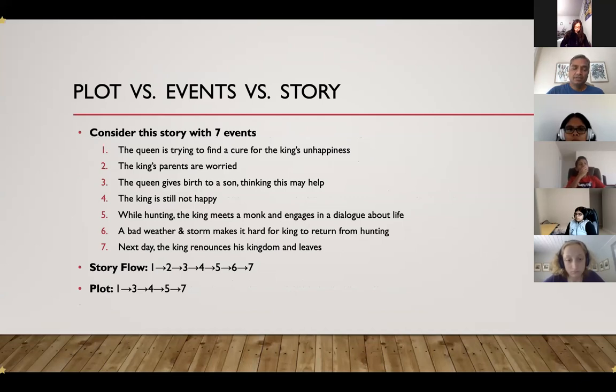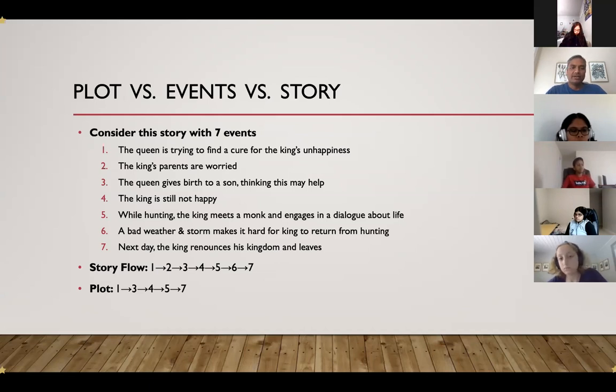So spending a little bit more time on plot versus events versus story, because it's important. So I just made this up. Consider this story with 7 events. Now that doesn't mean really that these are the only events that happen in the story. There are probably a lot happening in that story, a lot of things are described. But from the plot angle, just imagine these 7 events that are part of the story.